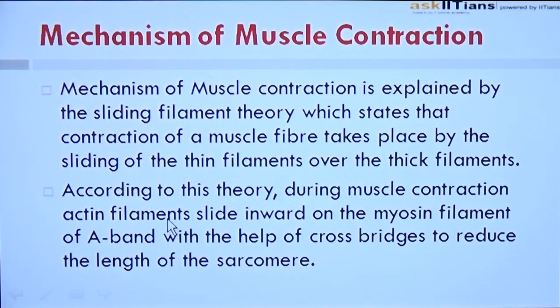According to this sliding theory, cross bridges are formed. So if contraction has to happen, the actin filament will slide inward on the myosin filament. Actin is the thin filament, it will slide inward on the myosin filament, that is the thick filament of the A band, with the help of cross bridges. The cross bridge will be formed in order to reduce the length of the sarcomere. Once the cross bridge is formed, the length of the sarcomere will reduce, which in turn will cause the contraction of the muscle.